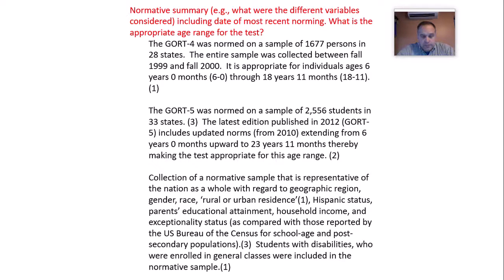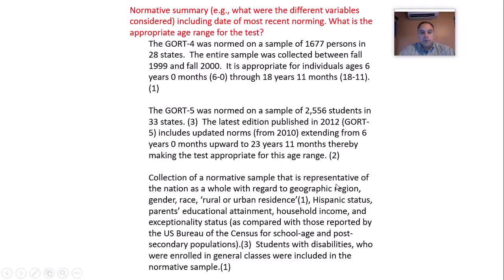The GORT-5, I was able to find, had a bigger normative sample of 2,556 students in 33 states, and from that they extended the age range, the appropriate age range for the testing, from 6-0 up to 23 years and 11 months.